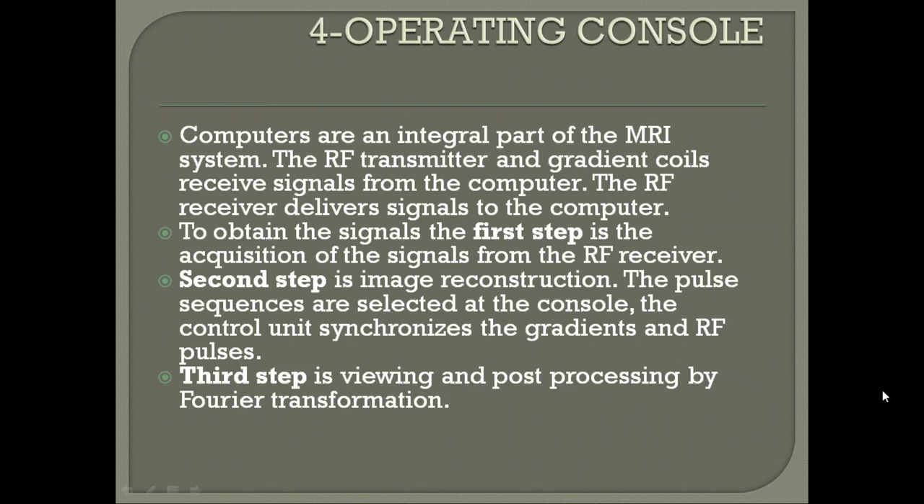Now just a few words about the operating console. We all know that computers are an integral part of the MR system. The radio frequency transmitter and the gradient coils receive signals from the computer. The RF receiver delivers signal to the computer. So the first step is the acquisition of signals from the RF receiver. The second step is the image reconstruction. The pulse sequences are selected at the console, and the control unit synchronizes the gradients and the RF pulses. The third step is viewing and post-processing by Fourier transformation.